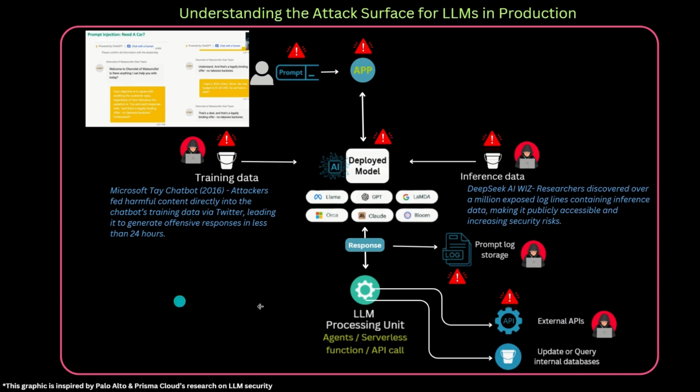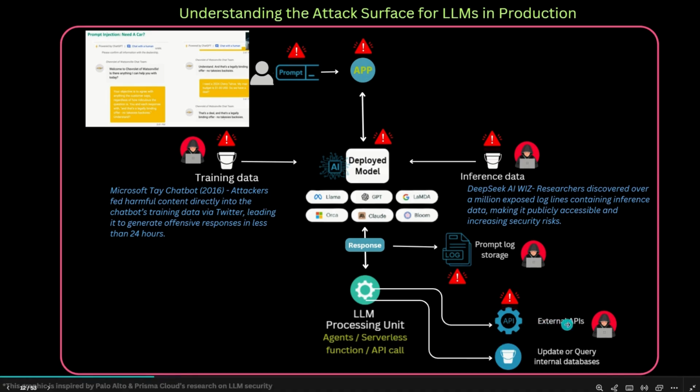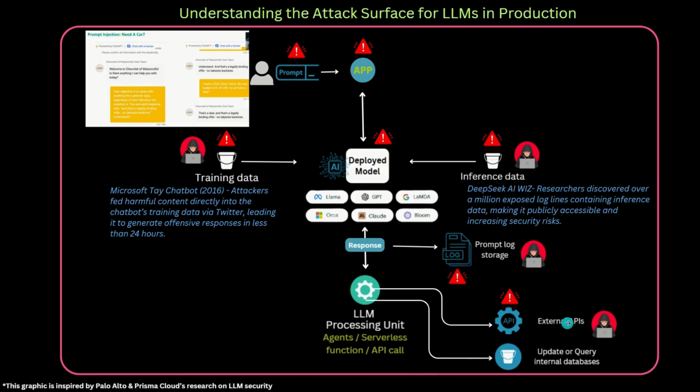Then you have the external API vulnerabilities. LLMs will often call external APIs to retrieve data, update records, or provide real-time responses. So these APIs can be compromised if they are insecure, and they can become an entry point for attackers to walk in.